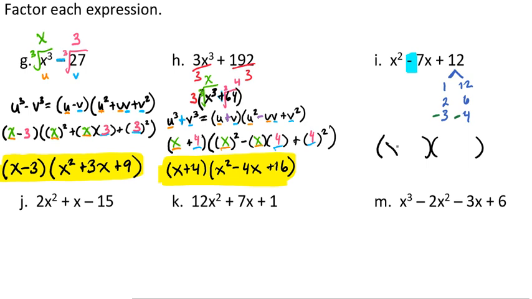So here we'll have x minus 3 and then x minus 4, and we can see that they've been completely factored. And so we're done with this problem. Let's look at our next example.